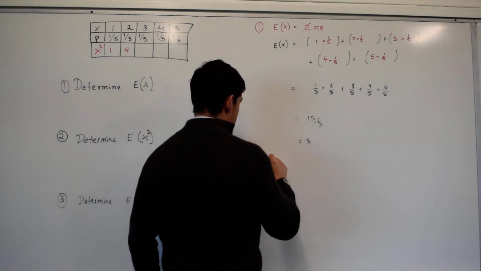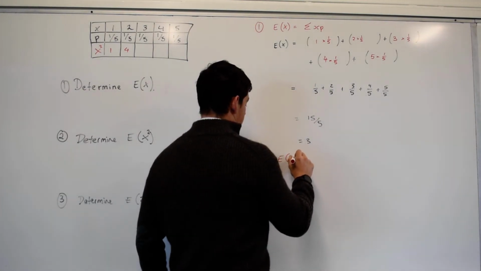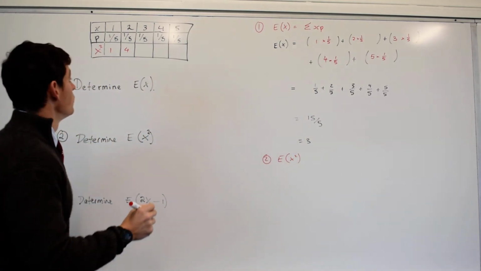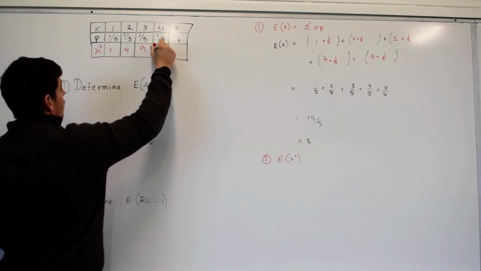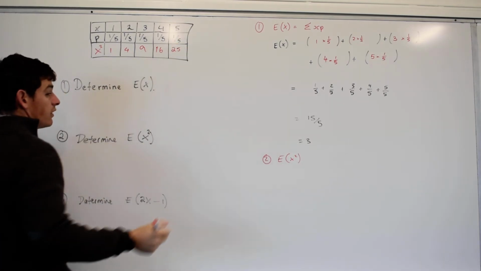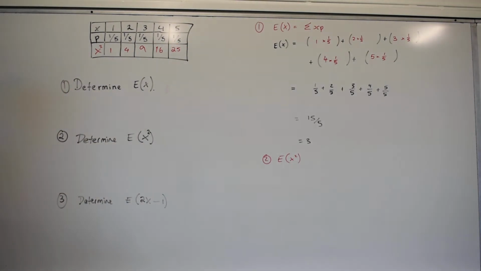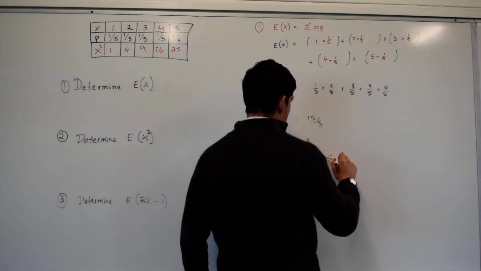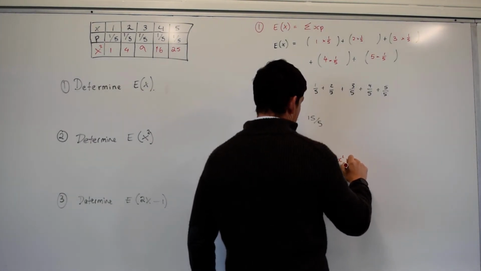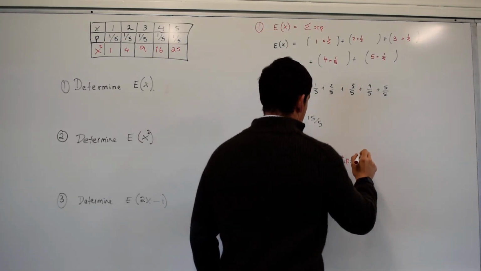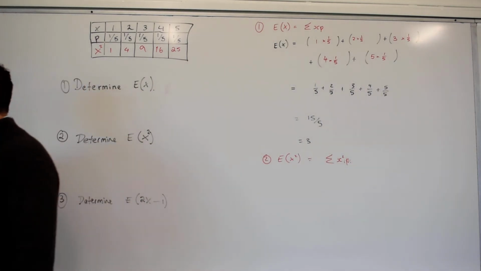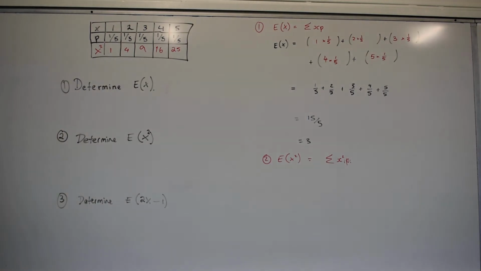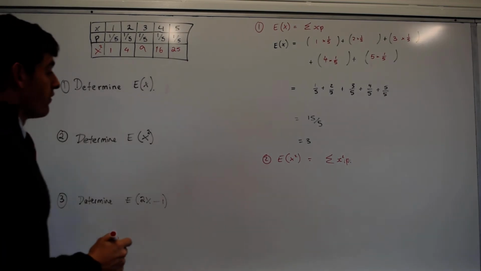So for question 2, we should have our table filled out. We have 1, 4, 9, 16, 25. Everyone get that? And now it's exactly the same as what we had before, except we're putting in x squared. And again, that I just means that we put it with its corresponding probability. Doesn't matter in this case because all the probabilities are the same. So the working would be very similar.